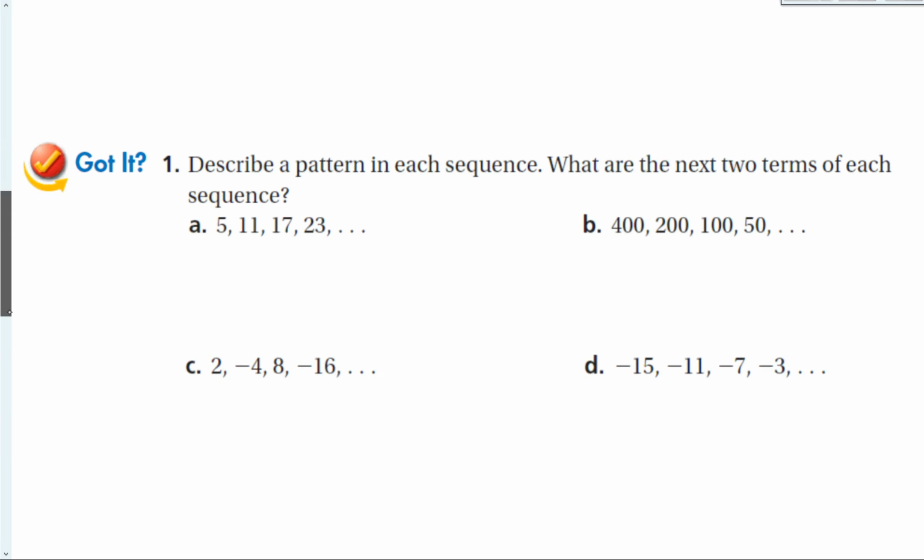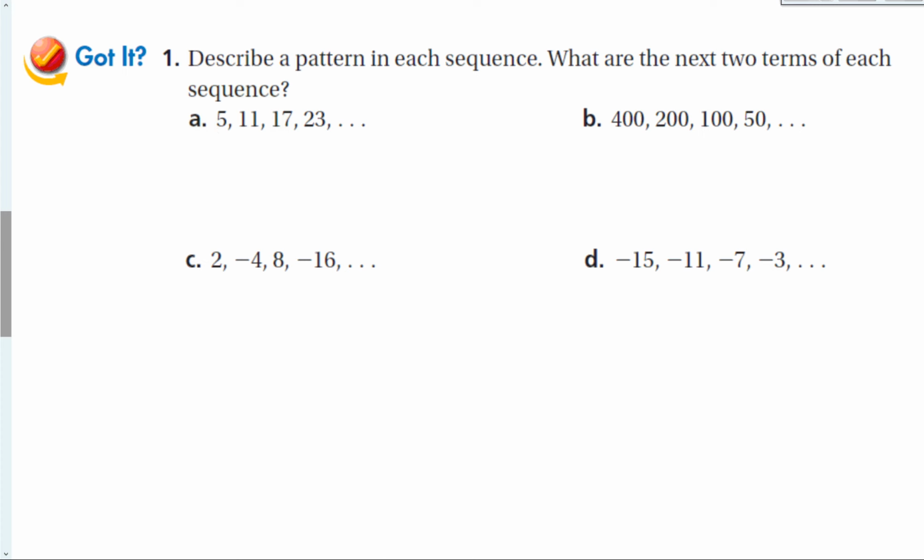Let's look at some guided problems. Same thing. Describe a pattern in each sequence, and what are the next two terms in this sequence? All right, so looking at the first one, we have 5, 11, 17, 23. So each one there is plus 6. So the next two are going to be 29 and 35.